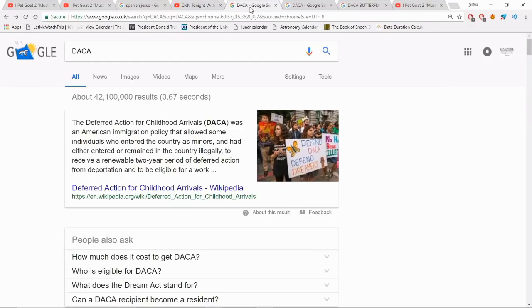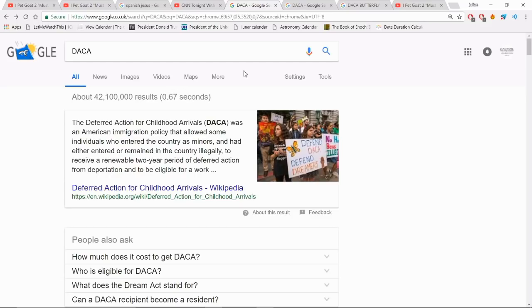Then it started making me think about DACA and all the talk that's been in the news about DACA and, you know, their fight, shutting down the government and all those kind of things, which also is kind of like a code as well, shutting down the government for DACA, or the DACA being involved in that particular problem.